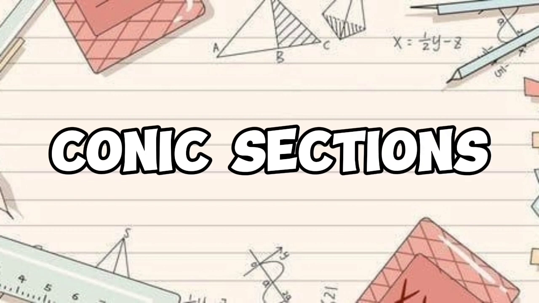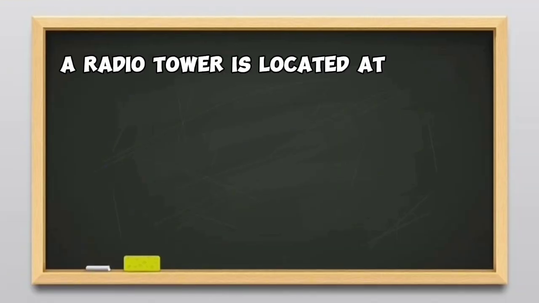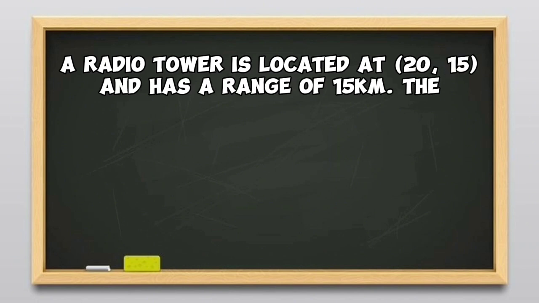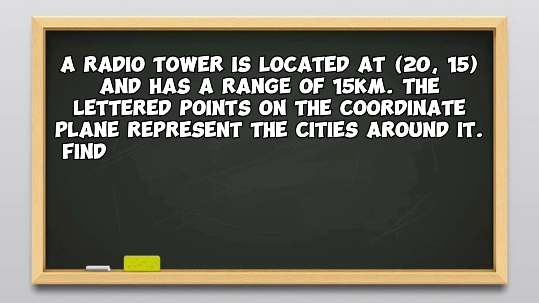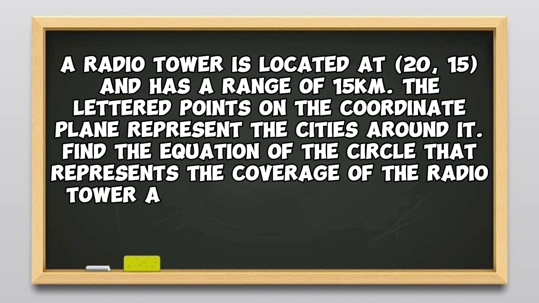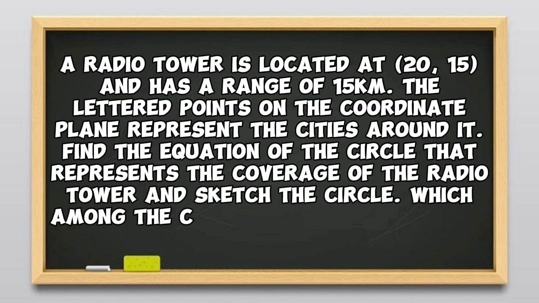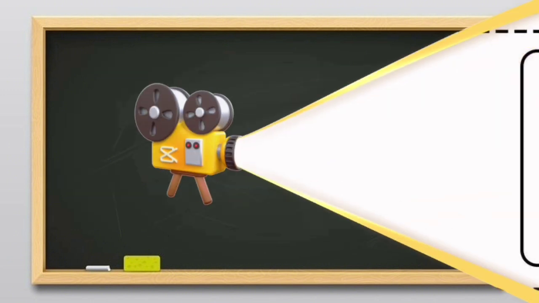Problem set, conic sections. Number 1. Circle. A radio tower is located at (20, 15) and has a range of 15 km. The lettered points on the coordinate plane represent the cities around it. Find the equation of the circle that represents the coverage of the radio tower and sketch the circle. Which among the cities are out of coverage of the radio tower?